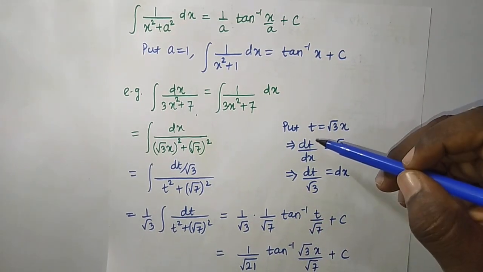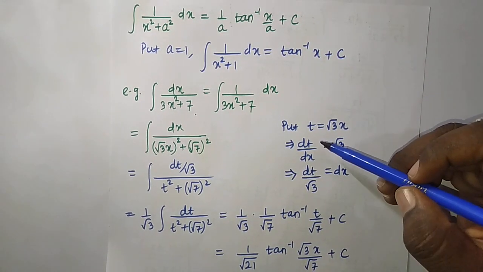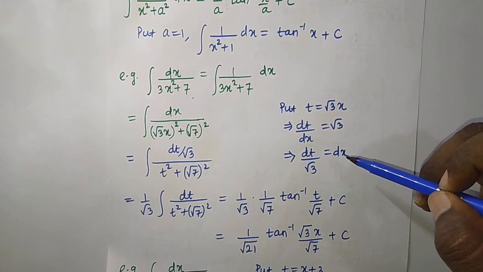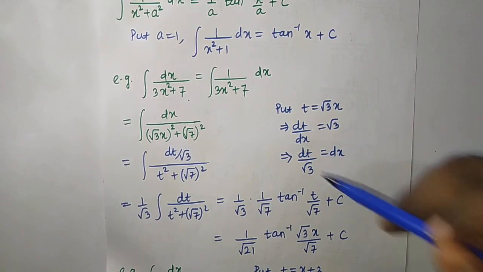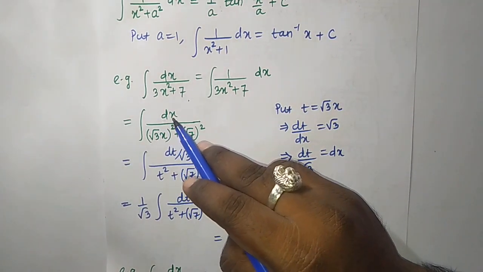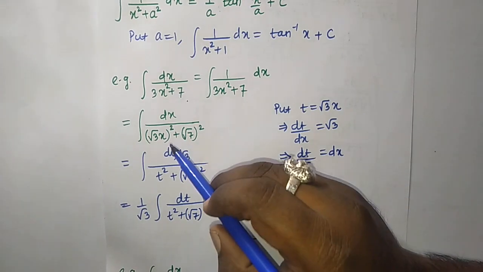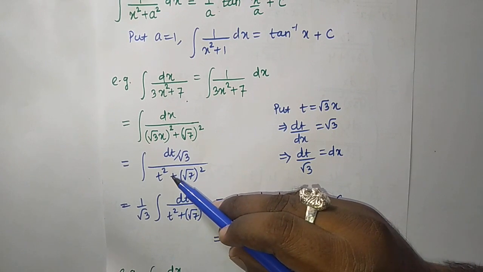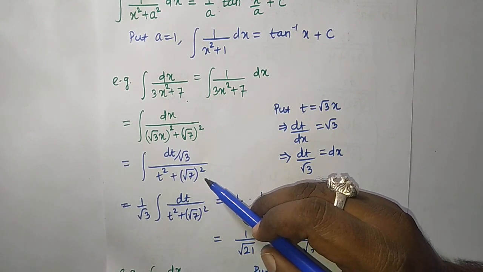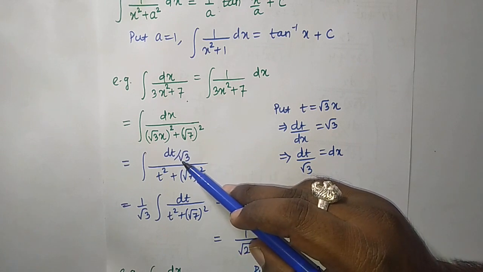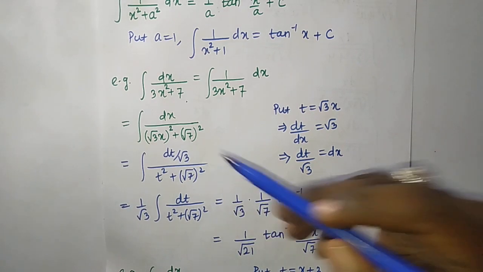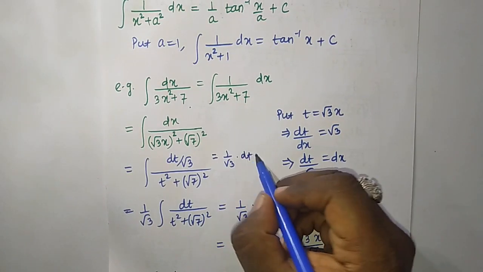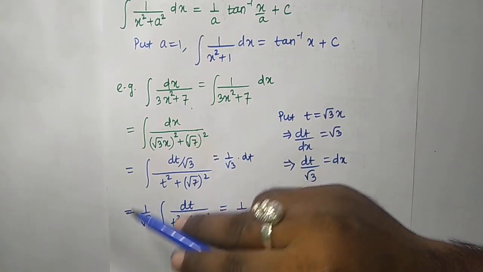Okay, now put t as root 3x, find its derivative. dt by dx is root 3 and dt by root 3 equal to dx by exchanging these two terms. Now put it here. Now in place of dx, we will put dt by root 3, and in place of root 3x, we will put t. So it becomes t square, and here it is root 7 whole square. Okay. Now here it is dt by root 3. Then take this 1 by dt by root 3 means what? 1 by root 3 into dt. So take this 1 by root 3 term to the outside of integration.